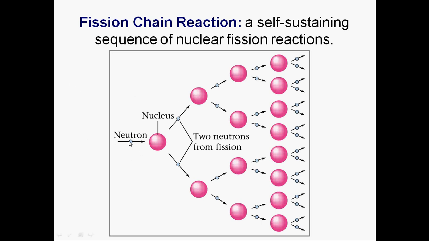So if we just start with 1 neutron and 1 nucleus and it hits it just right, that's going to release more neutrons, which are going to hit more nuclei, creating more fission, releasing more neutrons, and so forth until we get one heck of a reaction, basically.